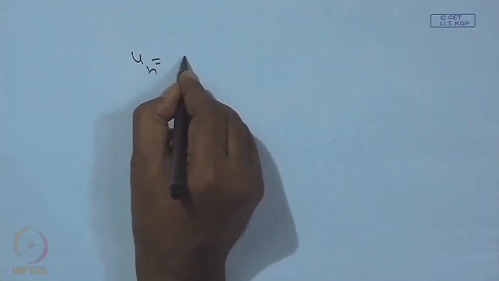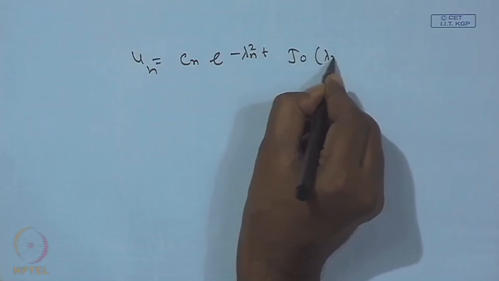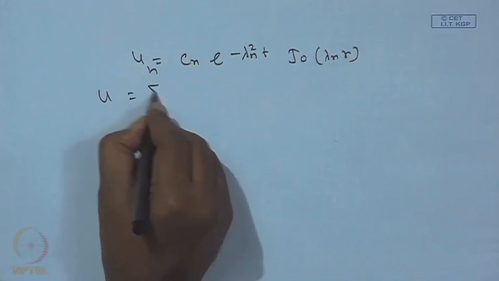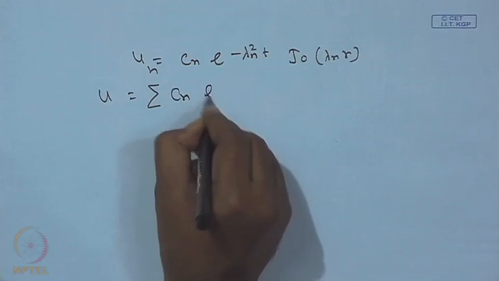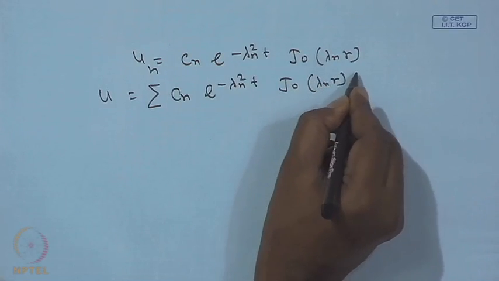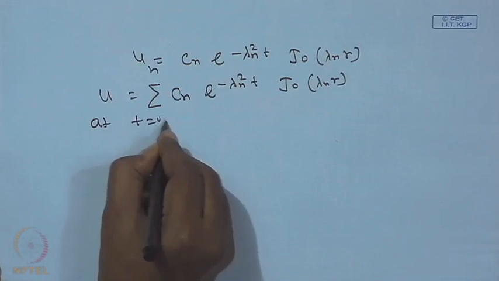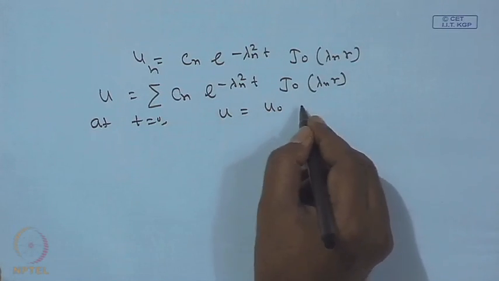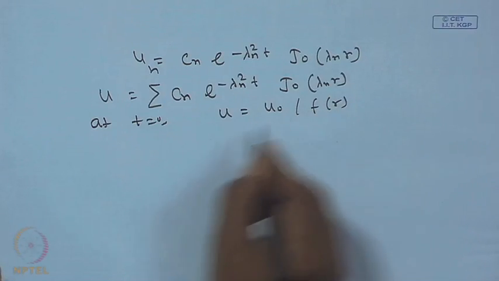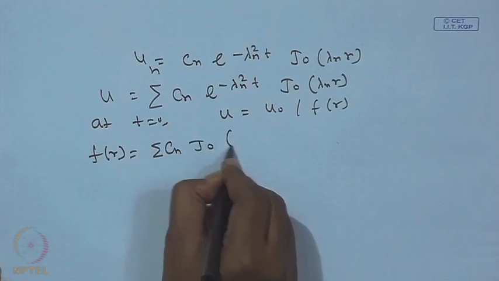So, if you remember, the final solution was u_n equal to C_n e to the power minus λn squared t J0(λn r), and the complete solution will be constituted by summation of C_n e to the power minus λn squared t J0(λn r). So, we use the initial condition at t equal to 0, u is equal to u naught or some function of r, generally some function of r. So, this will be f of r is equal to summation of C_n J0(λn r).